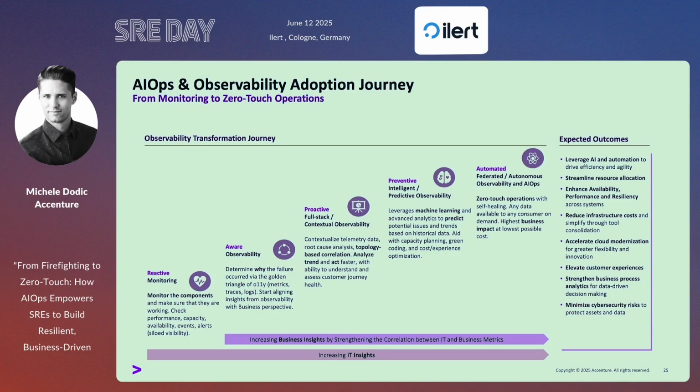What's also important to mention is that, from reactive monitoring, you can gather IT insights, so talking about infra, talking about services. But only once you start adopting and enabling observability will you be able to also gather business insights. Important to mention that this is not a one-size-fits-all kind of model, right? You could have more critical services which require a higher level of maturity. But maybe for some other ones, you don't really want to have the highest level of automation, right?